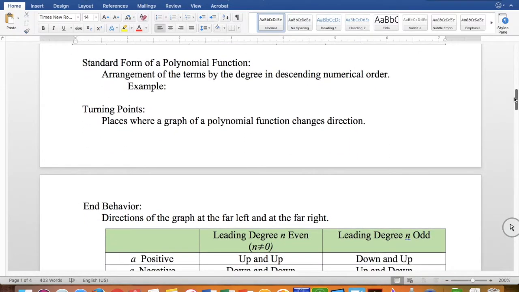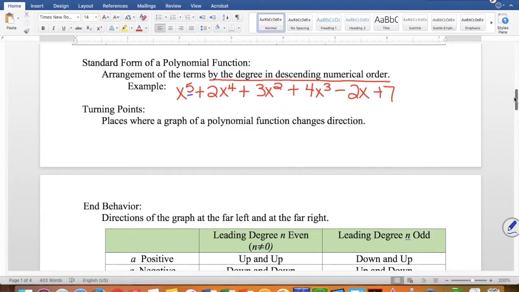Standard form of a polynomial function, well, we kind of talked about that with quadratics. This is the key: arrangement of the terms by the degree in descending numerical order. So if you were to have something where you have, say, x to the 5th plus 2x to the 4th plus 3x squared plus 4x cubed minus 2x plus 7, okay? I would look at this and I would go, okay, well, my greatest degree is a 5. The next one is a 4. But then my next greatest degree is a 3.